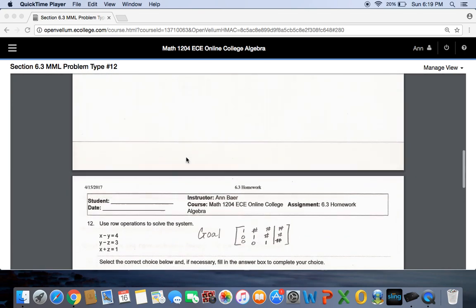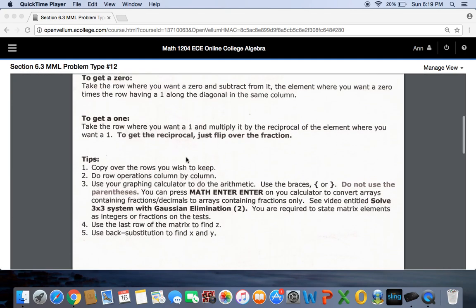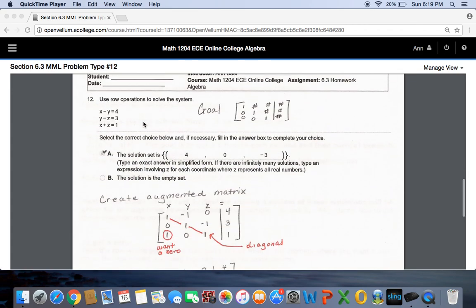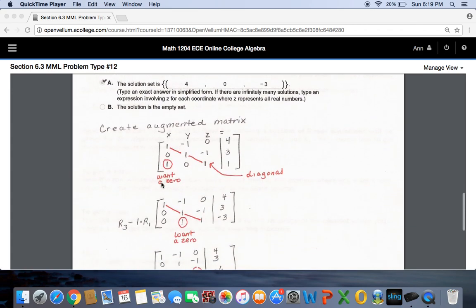Now let's go read the second clause there. Subtract from it the element where you want a 0 times a row having a 1. The element where we want a 0 is 1. So we put a 1 there. Times a row with a 1 along the diagonal in that same column. So the row having a 1 along that diagonal in that column is row 1. So that's why we have R sub 1.